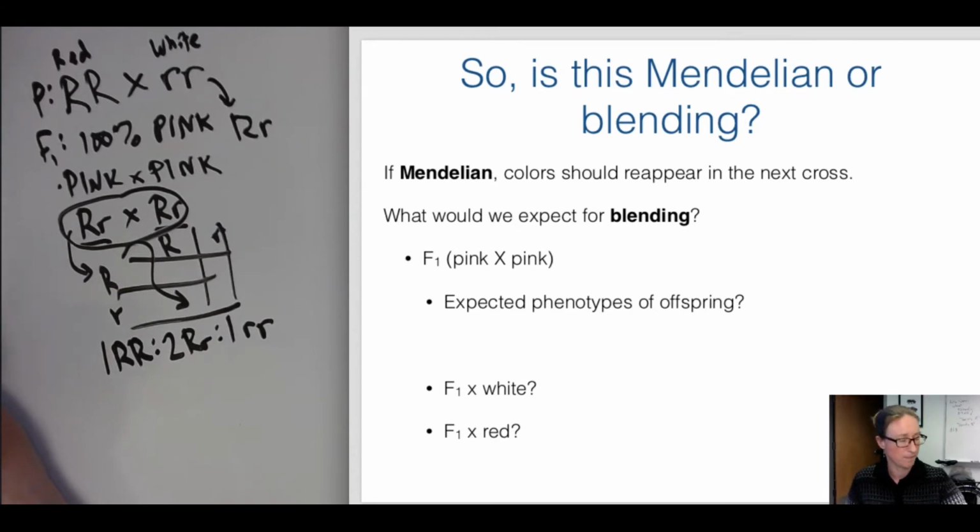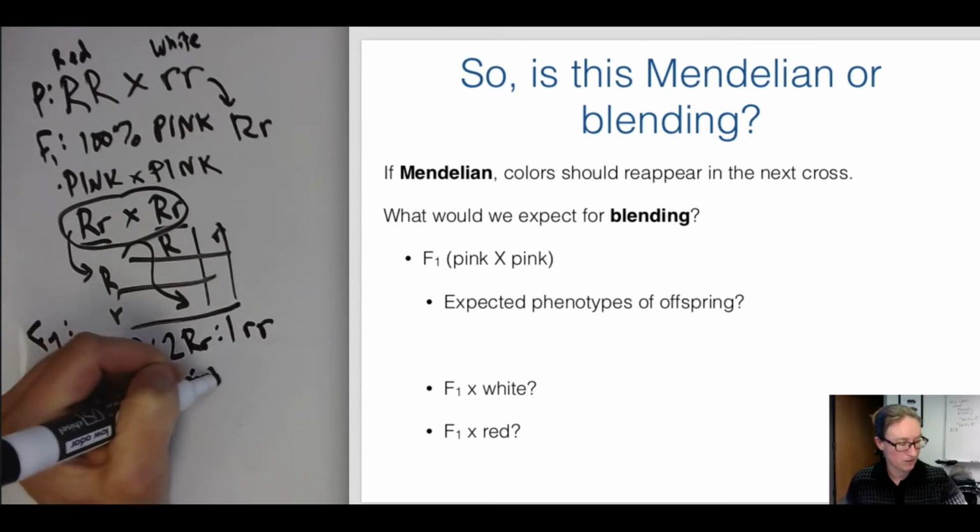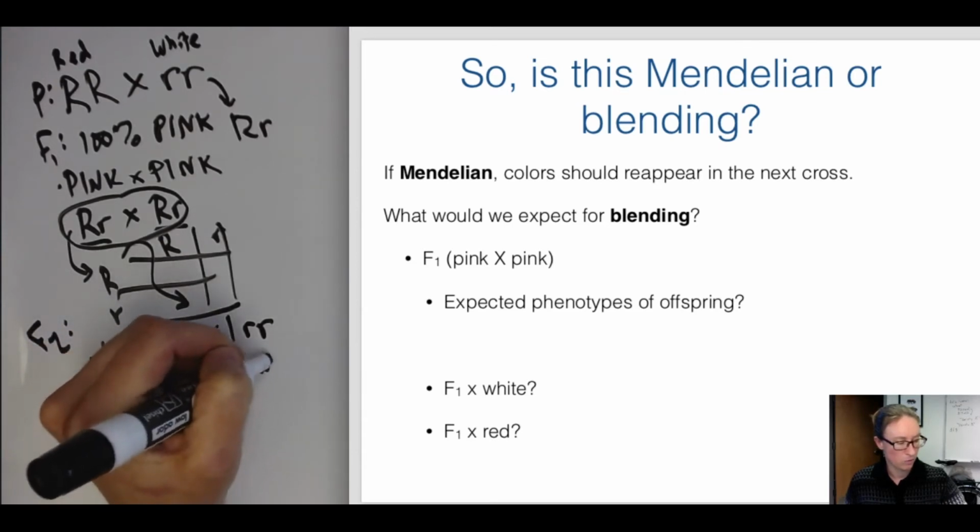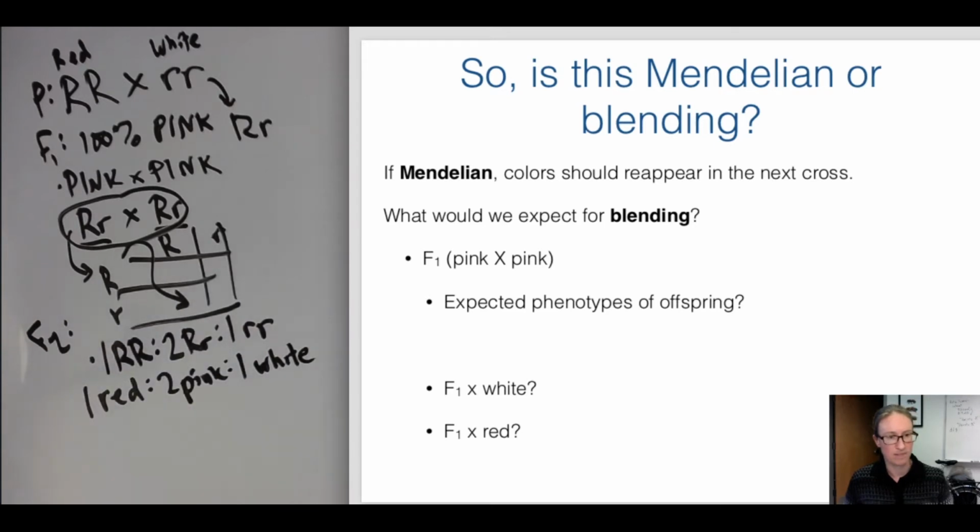That's just extra work. Okay, so if these are the expected genotypes for the F2, then what might I expect for my phenotypes? Well, if I look back at the parentals and the F1 generation, that might give me some ideas. So I might expect one red snapdragon to two pink snapdragons to one white snapdragon.